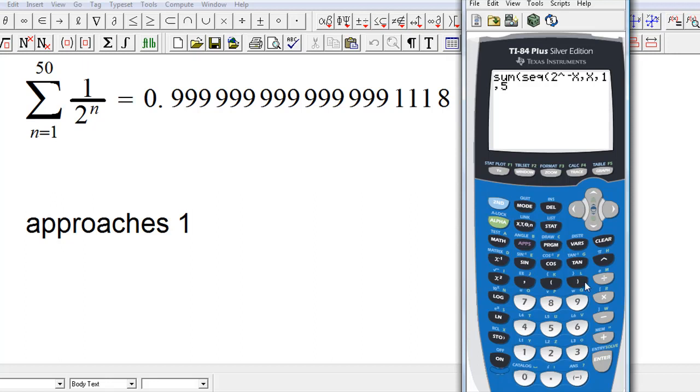I hope it doesn't overheat. This one is 2 to the negative x. The x says that I'm going according to n. See this here? Now this calculator couldn't handle up to 50, it made that equal to 1, no problem.